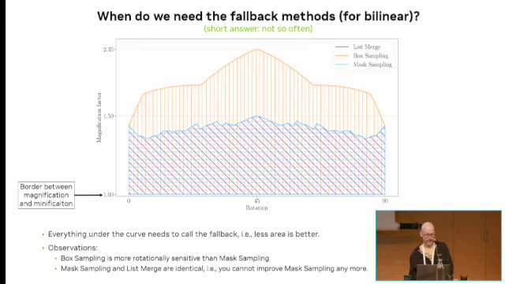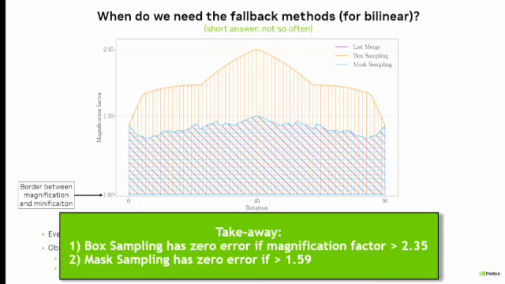Some observations: box sampling is a little bit more rotationally sensitive than mask sampling because we have this peak here in the middle. And mask sampling and list merge are identical, which means that you cannot improve mask sampling anymore. The really important takeaway, though, is that for box sampling above 2.35, you actually have zero error always. And for mask sampling, this happens even earlier at 1.59. That 1.59 means that a texel is enlarged to cover 1.59 pixels. So it's not a lot.